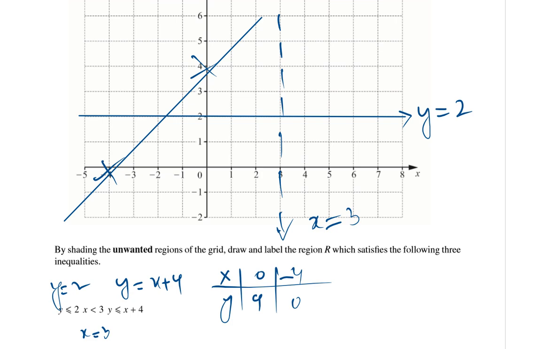Okay, and it will be pointing on the lesser side. Lesser side, y is less than 2. Y is less than 2. Lesser side, x is less than 3.